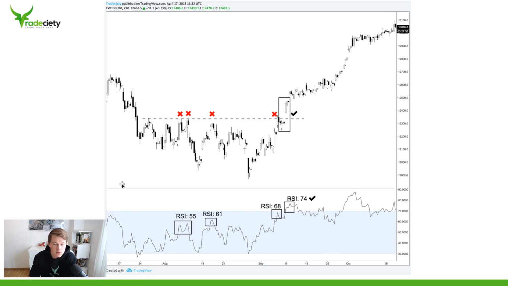Here, what we can do also with the RSI, which is nice if you have an established support or resistance, like in this case, you wait for a move back into the resistance and then you look for a breakout when the RSI is very, very high.